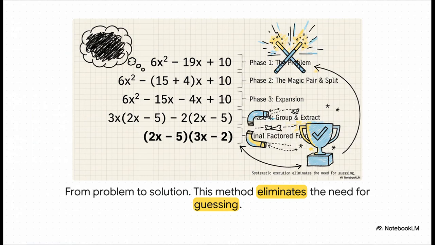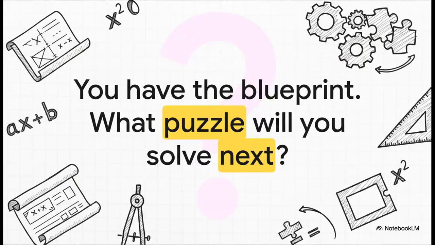So let's just quickly look back at the whole journey. We started with what looked like a complicated problem. We found our magic pair, we split the middle term, we expanded it out, and then we grouped and factored our way to the solution. See? It's a perfect system. It's an execution that means you never, ever have to guess. So what we've really done here is so much more than just solve one single equation. We've actually learned a blueprint, a reliable, repeatable method for cracking these kinds of quadratic puzzles, which really just leaves one question for you. Now that you have the blueprint, what puzzle are you going to solve next?